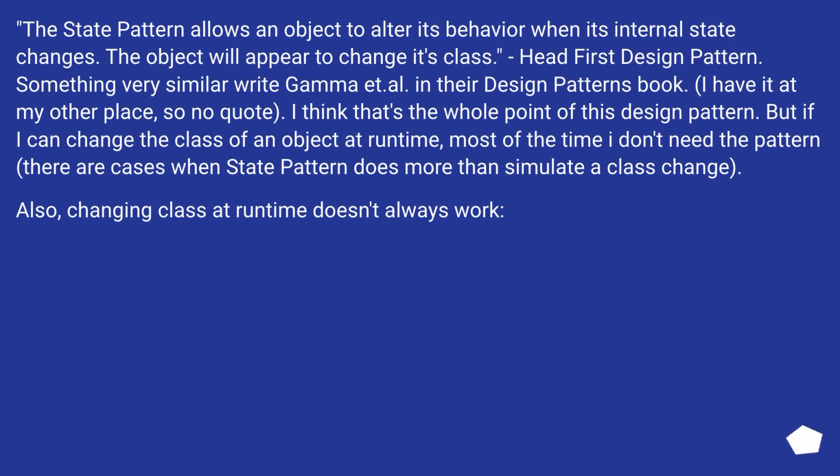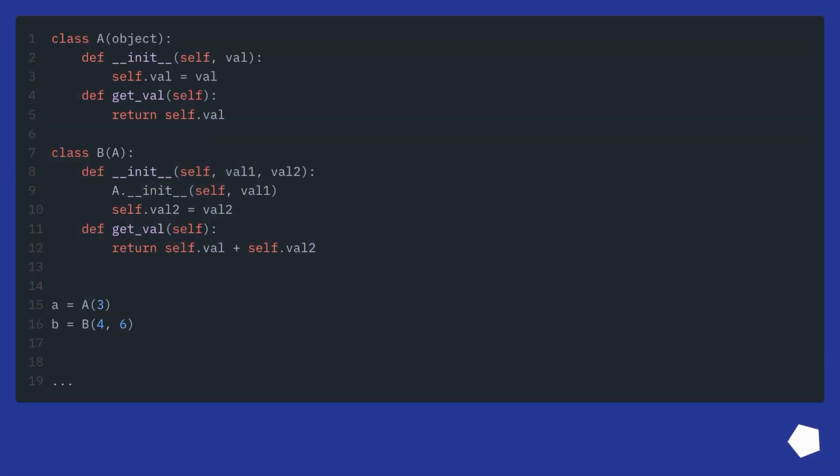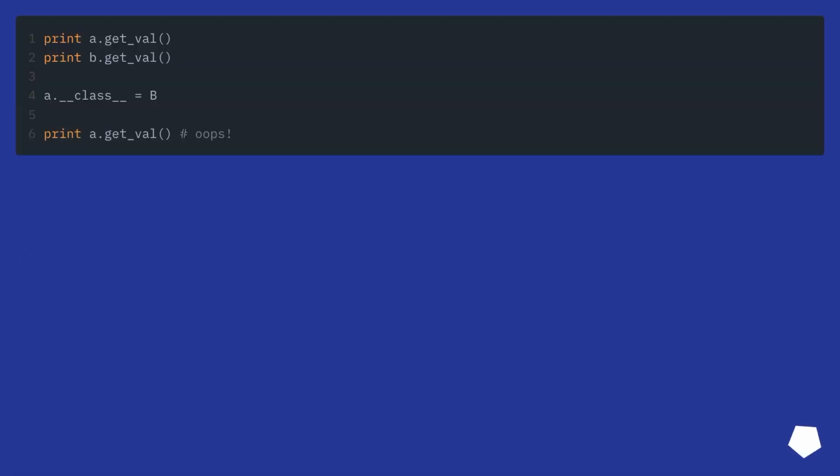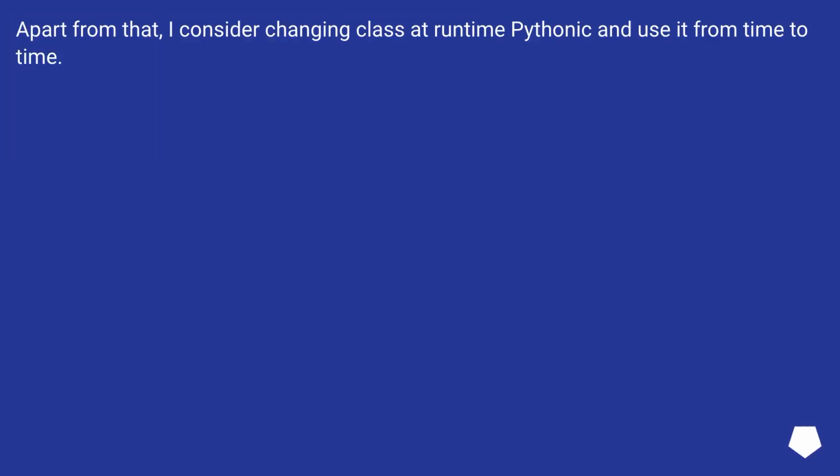But if I can change the class of an object at runtime, most of the time I don't need the pattern. There are cases when state pattern does more than simulate a class change. Also, changing class at runtime doesn't always work. Apart from that, I consider changing class at runtime Pythonic and use it from time to time.